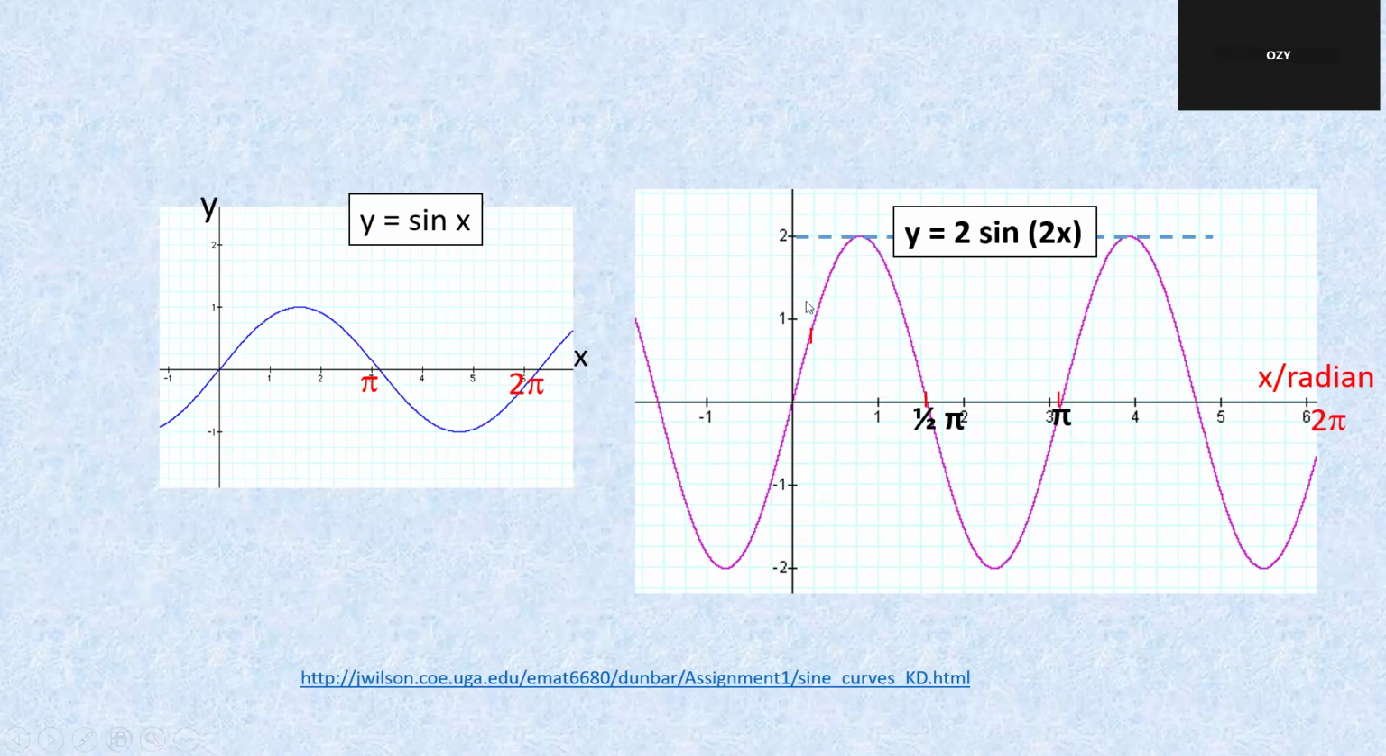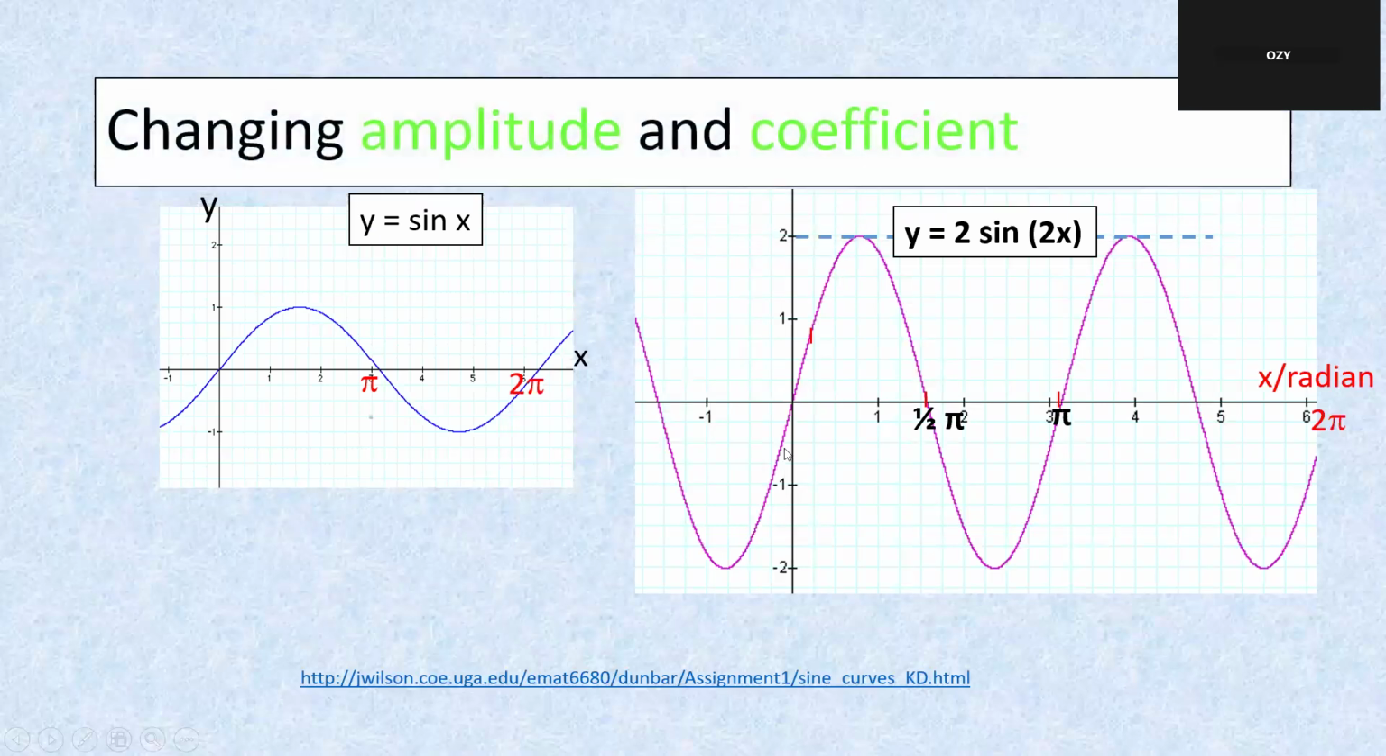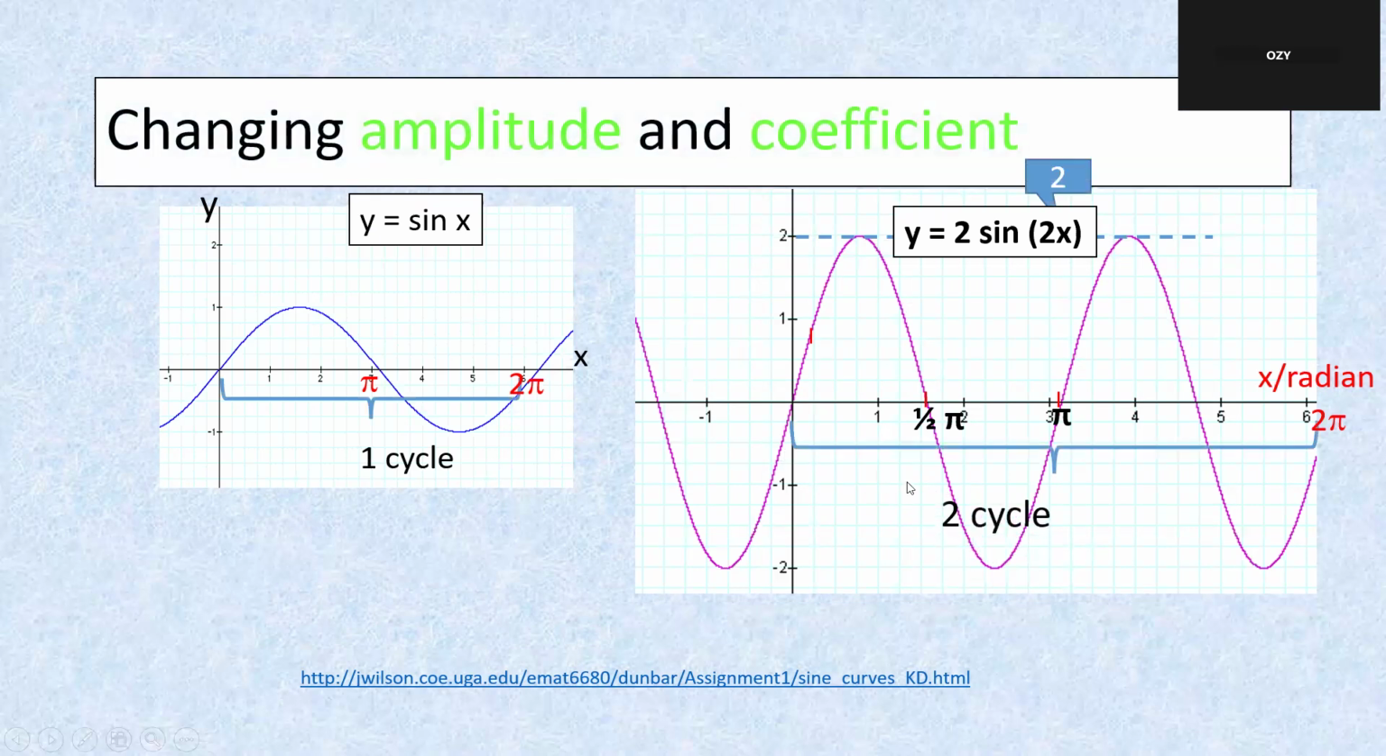Right? This one is basically a sine curve. Change the amplitude. Instead of 1, we change it to 2. And also 2 cycles. We change this one so that instead of 1 cycle being 2 pi, it is pi. 1 cycle is pi. There are 2 cycles. Sometimes we use pi radian, sometimes we use time. Usually we use time for this axis.